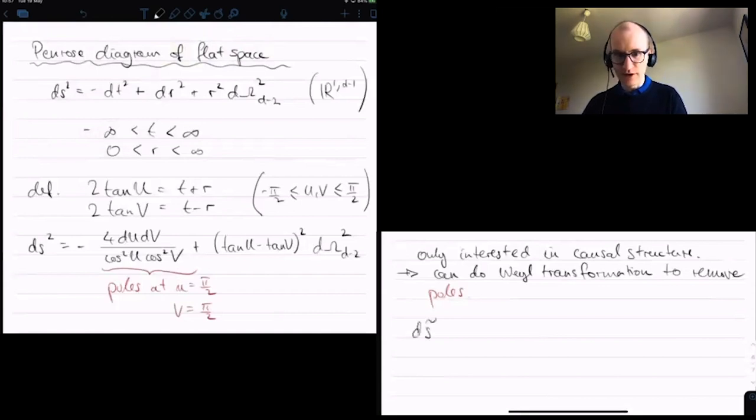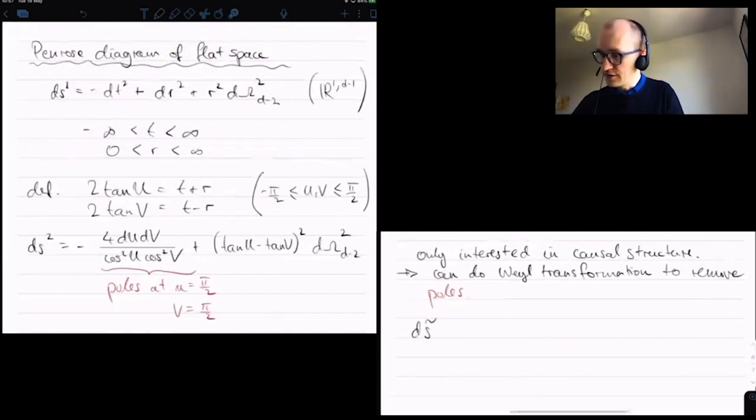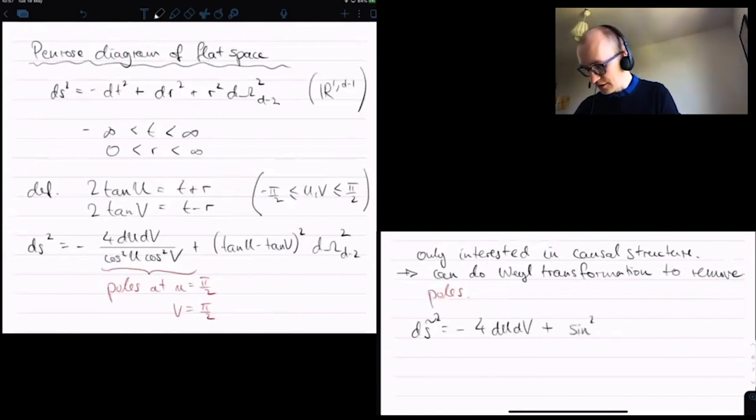just doing this, I multiply by cosine squared u, cosine squared v, but I do have to do it consistently. I have to multiply the whole metric. So I also have to multiply this bit by cosine squared u, cosine squared v. I get minus 4 du dv. I've gotten rid of it. And then I get some factor which, when the dust settles, is actually equal to sine squared (u minus v) times d omega_{d-2} squared.